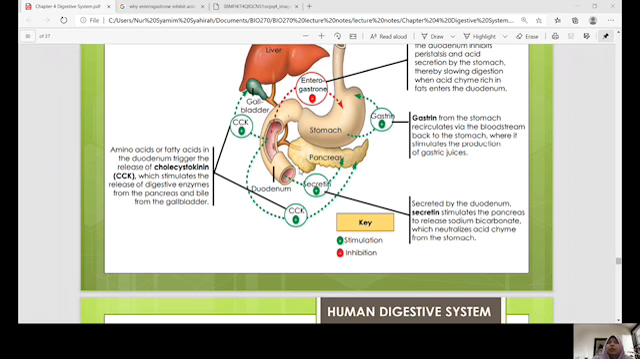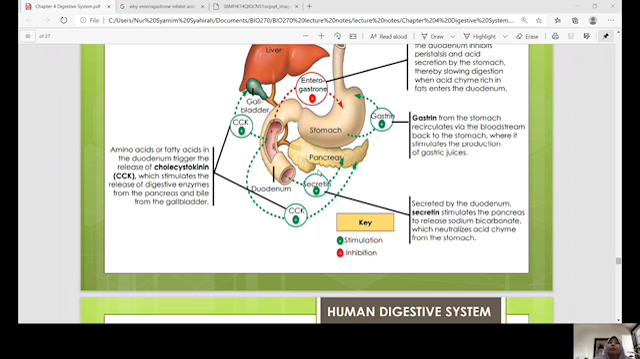The duodenum will detect the acidity from the food that is taken into the duodenum, and then this will stimulate the pancreas. Secretin will be stimulated, and secretin will stimulate the pancreas to release sodium bicarbonate to neutralize the acid chyme from the stomach.